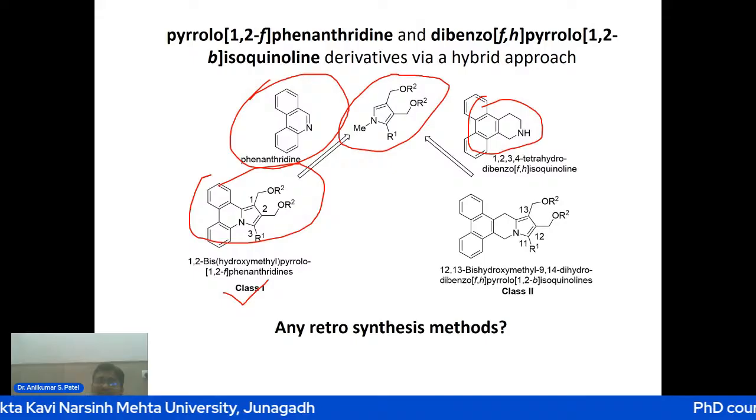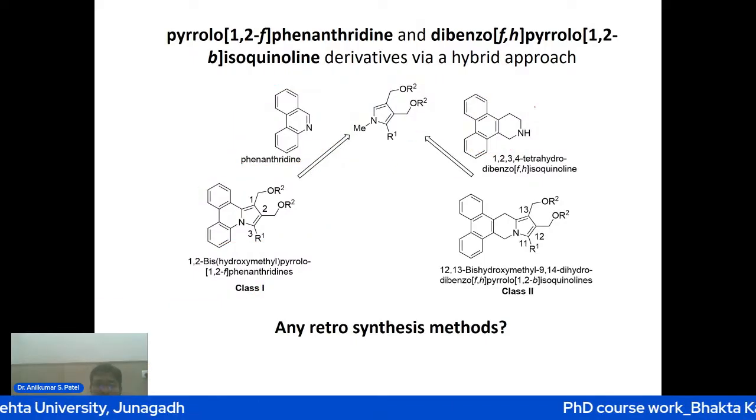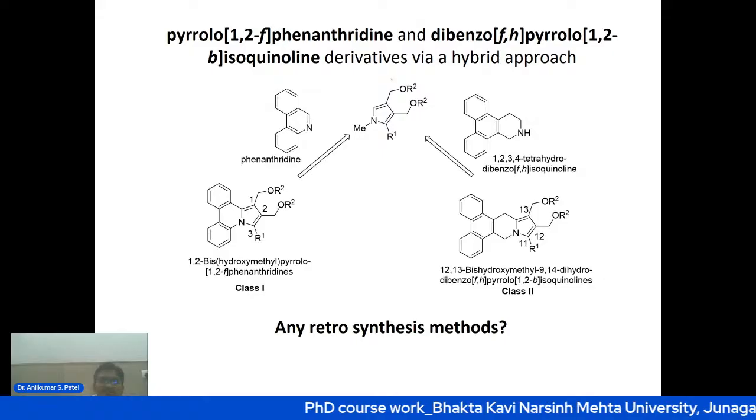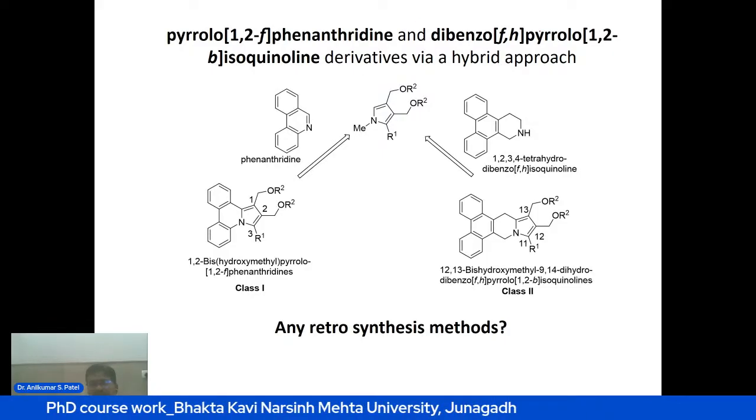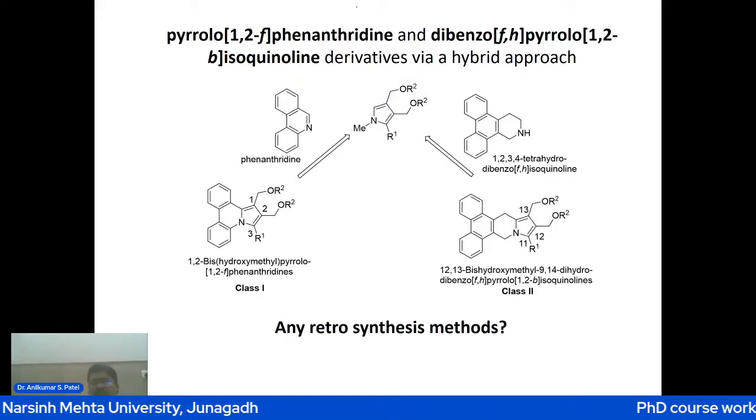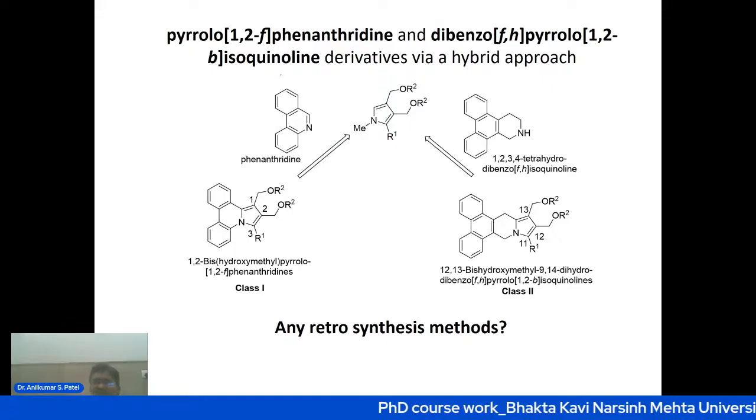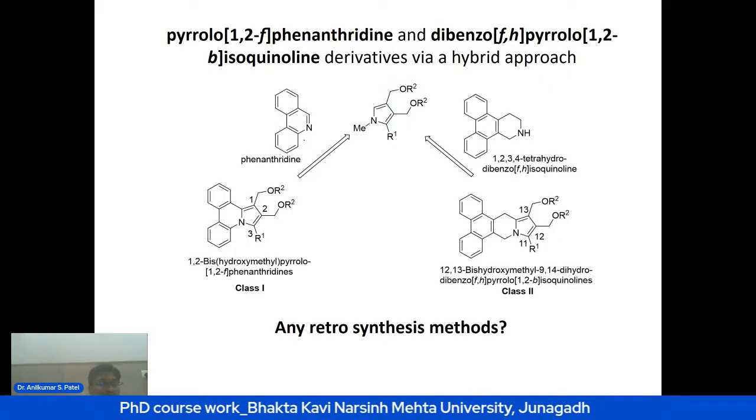These designs come from our previous work, which we already reported in JMC in 2019. We already got the preliminary data, and after that we started designing these types of molecules. This work is similar to the previous work, but we got very good results.